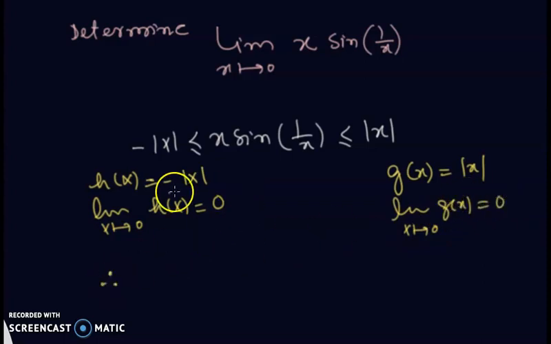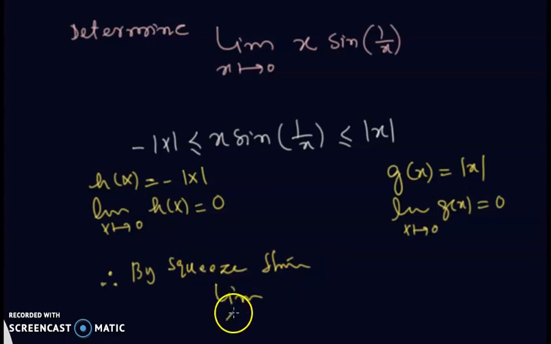So hence, by the squeeze theorem, you can say that the limit as x goes to 0 of x times sine of 1 by x is also 0. In fact, you can use this strategy to answer many other questions.